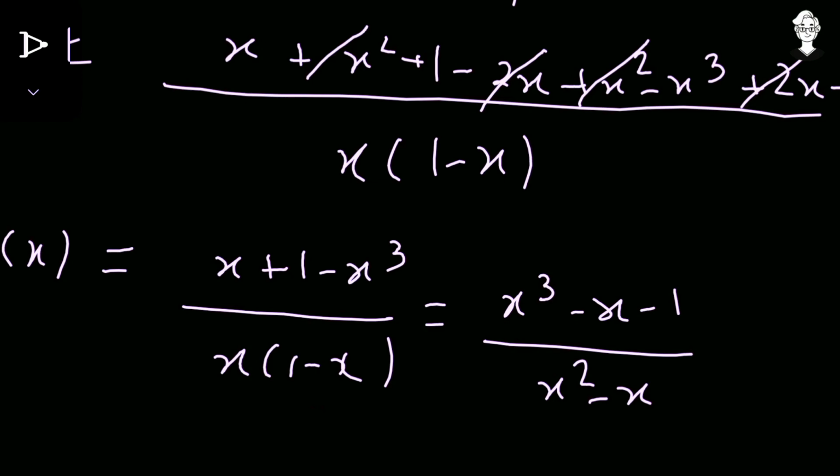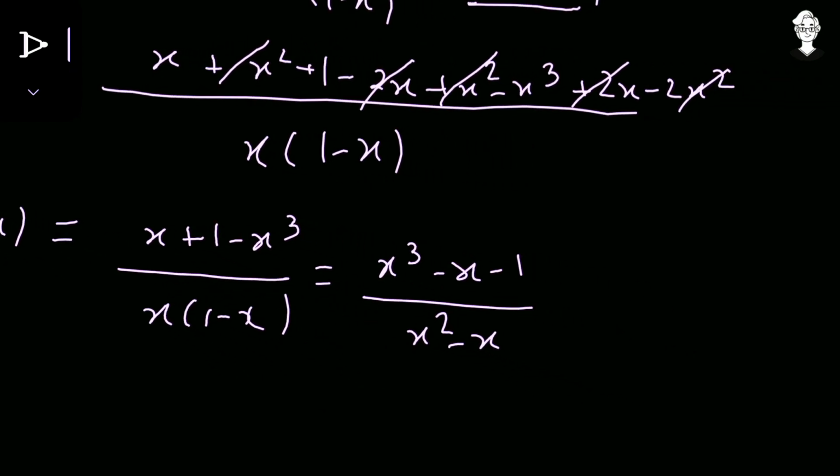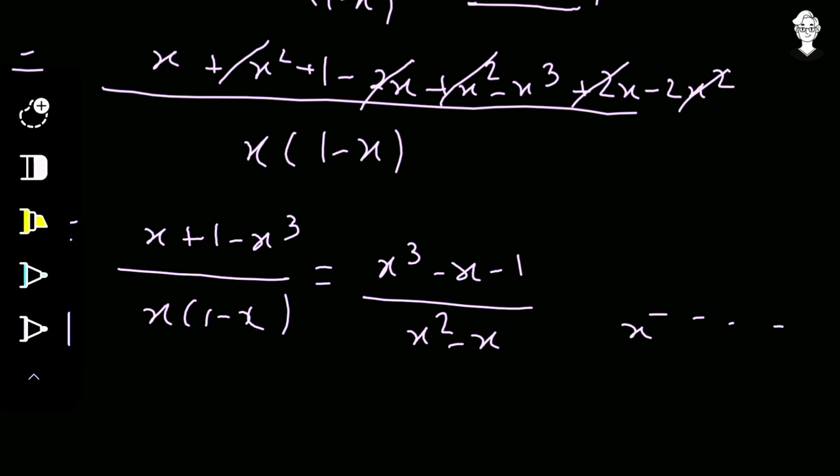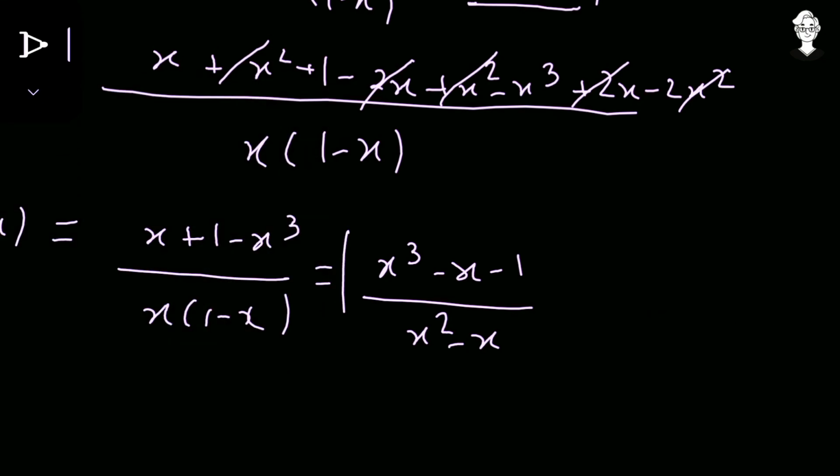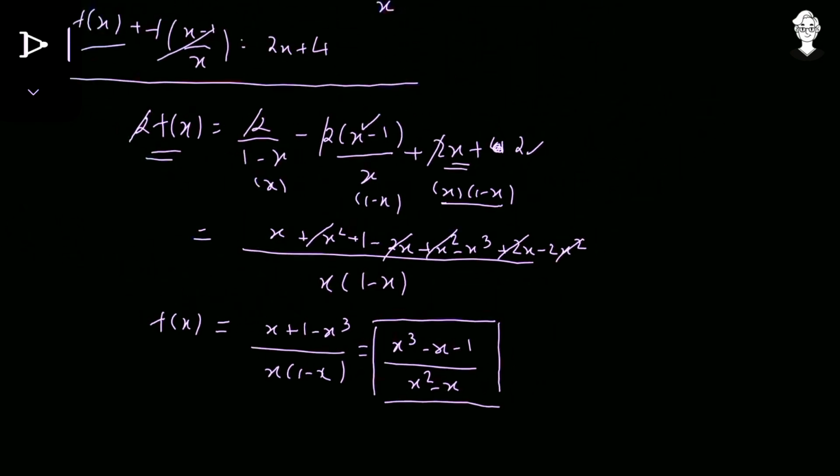Why write it that way is because we have a very standard way to write the equation, in terms of the powers of x decreasing. We have to write it that way, and it looks standard. So f of x is equals to x cube minus x minus 1 upon x square minus x, which is the answer to this question.